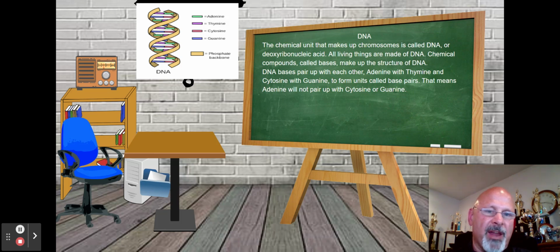DNA bases pair up with each other, adenine with thymine and cytosine with guanine, to form units called base pairs. This means adenine will not pair up with cytosine, I'm hoping I'm pronouncing that right, or guanine.